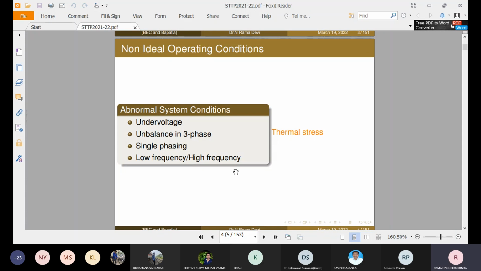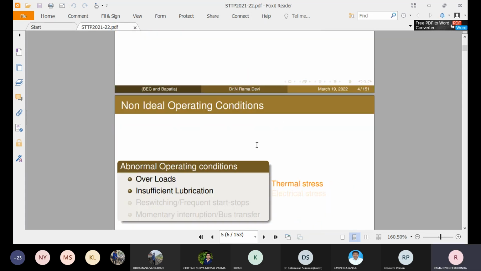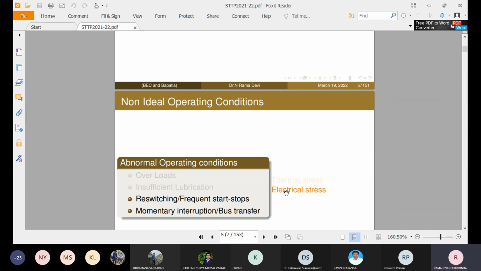The thermal stresses are mainly caused by abnormality in the system conditions like under voltage, unbalance in three-phase, single phasing, low frequency, high frequency operations. Similarly, overloading and insufficient lubrication of the mechanical parts also lead to thermal stress in the operating machines.